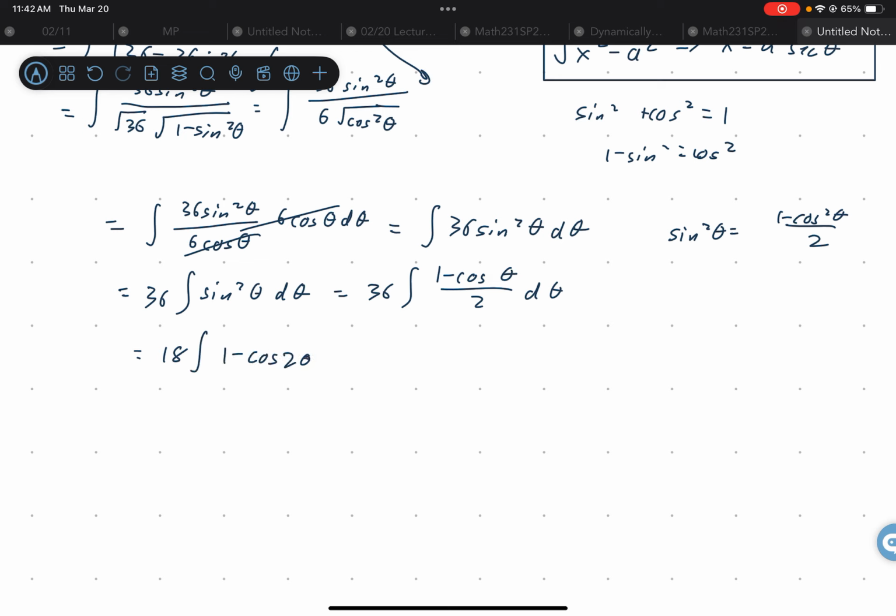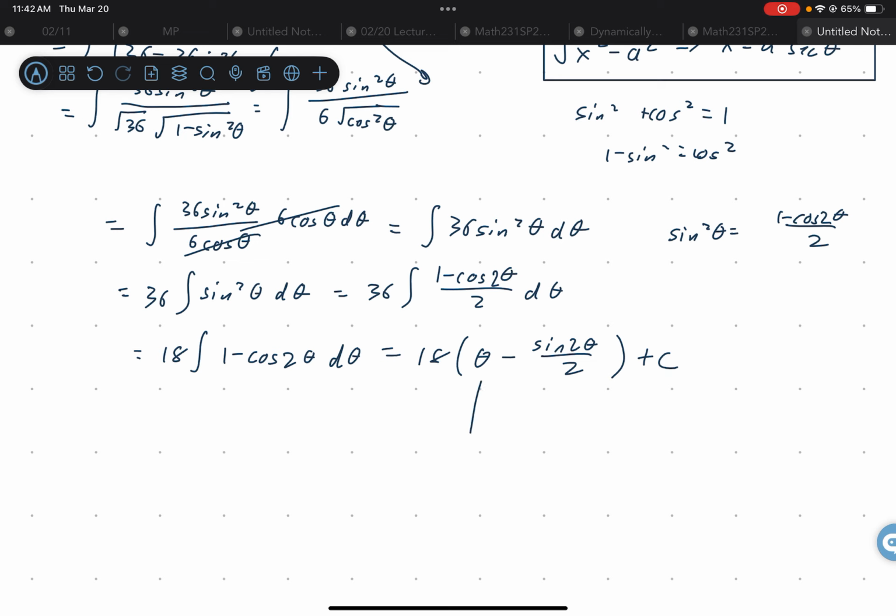I don't know if that's clear. I wrote that badly. Okay. And now this is something we can antiderive as well. Just like we can antiderive sine 2 theta, we can antiderive cosine 2 theta. So 18 times the antiderivative of 1 d theta is theta minus sine 2 theta over 2, plus C.